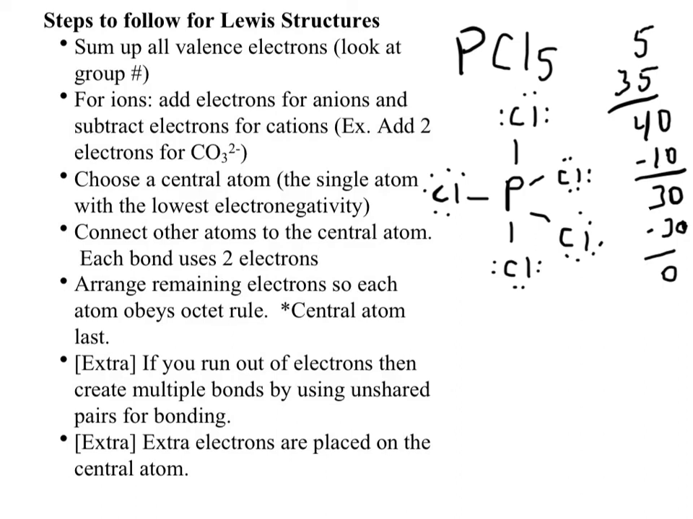We turn our attention to the central atom and we notice that it already is surrounded by 10 valence electrons. So that's going to be an expanded octet for phosphorus. And that's going to be allowed as long as that central atom phosphorus is in the 3rd period or beyond, and phosphorus is in the 3rd period. So here's our final structure.